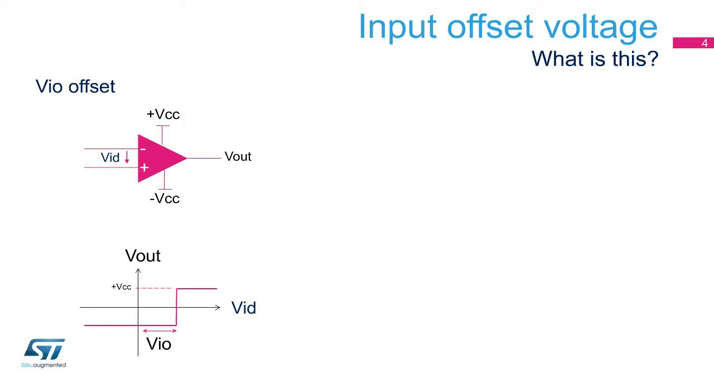What is offset? When a zero differential input voltage is applied, the op-amp output voltage should be zero. In practice, this is not the case. The offset voltage, by definition, is the differential input voltage that is required to make the output voltage zero. The input offset voltage parameter, generally called VIO, is defined as a DC voltage between the non-inverting and the inverting input. It is always specified in the electrical characteristics of a datasheet. It can be positive or negative.